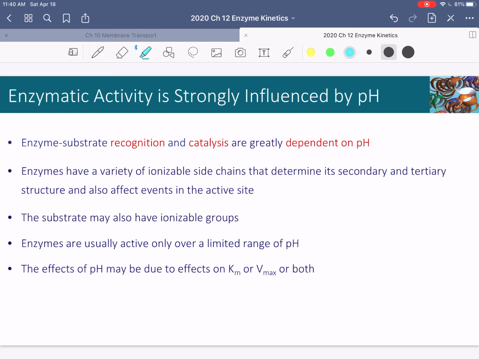It can also affect the substrate, so your pH can be detrimental to the enzyme catalysis rate, not only from the point of view of the enzyme, its active site or its folding, but also from the point of view of the substrate, which could be protonated or deprotonated and therefore no longer bind to the enzyme, right? So the effects of pH could be due to an effect on binding or catalysis or both, right?